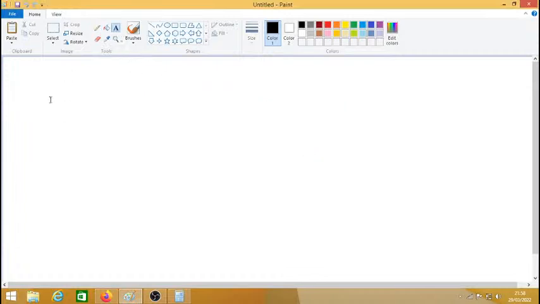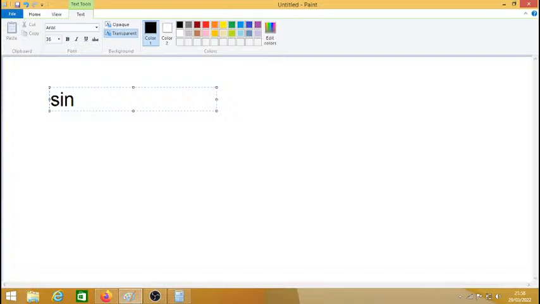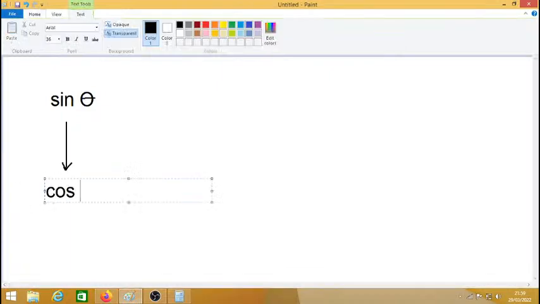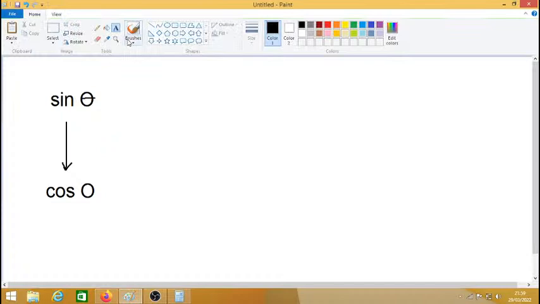Bismillah ar-Rahman ar-Rahim. Let's begin in the name of God, the most gracious, the most merciful. Sine theta can be differentiated, and the answer to differentiating sine theta is cos theta. Let's just try and understand what that means.